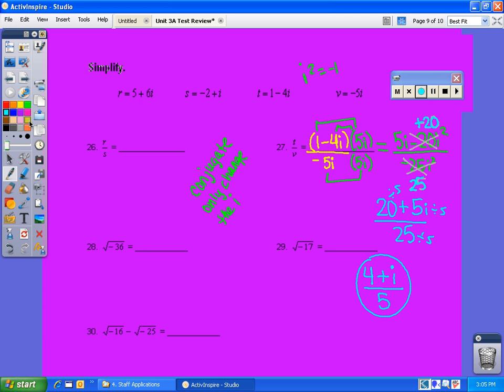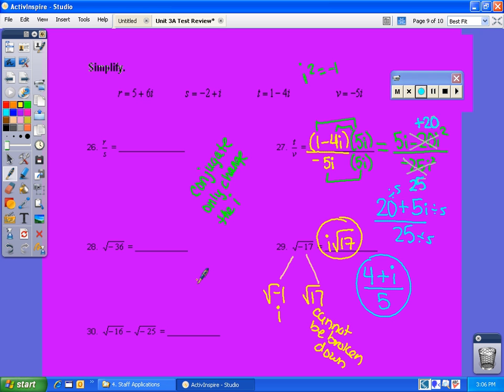Okay, last question is, this is negative 17. So I'm going to split it up. And after I split it up, I wind up getting negative 1 times 17. 17 is what's called a prime number, so it cannot be broken down. But the negative, which is negative 1, is really equal to i. So you're going to write it in this order: i, then the square root of 17. Always put i first when you have a square root.